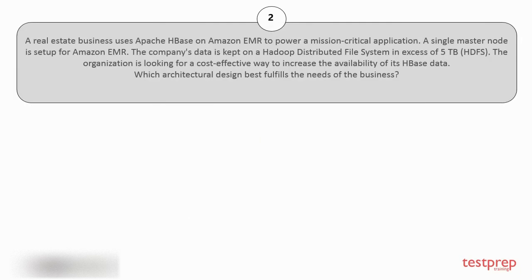Question number 2. A real estate business uses Apache HBase on Amazon EMR to power a mission-critical application. A single master node is set up for Amazon EMR. The company's data is kept on a Hadoop distributed file system in excess of 5 terabytes. The organization is looking for a cost-effective way to increase the availability of its HBase data. Which architectural design best fulfills the needs of the business?